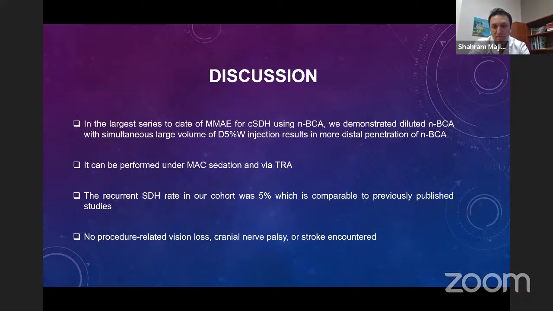The point here is using this technique, we can offer meningeal artery embolization as an outpatient procedure. Patients come to get the procedure done under max sedation through radial access. They go back home the same day, back to normal life from the next day. The recurrence rate in our cohort was 5%, which is comparable to previously published studies. And as mentioned, there was no procedure-related vision loss, cranial nerve palsy, or stroke encountered.